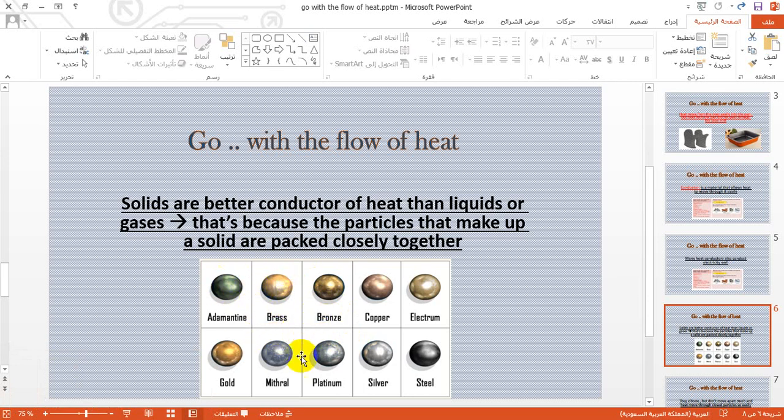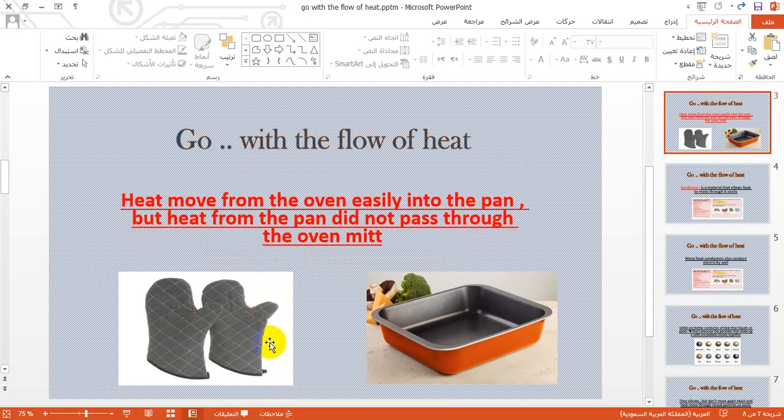Okay, so solids are better conductors of heat than liquids or gases, because this one is solid. What about this one, guys? This one is not solid, this one is solid. Metals are solid, sure, but the problem here is that some materials are not conductors. I will explain why some solids are not conductors, but some other solids are conductors.